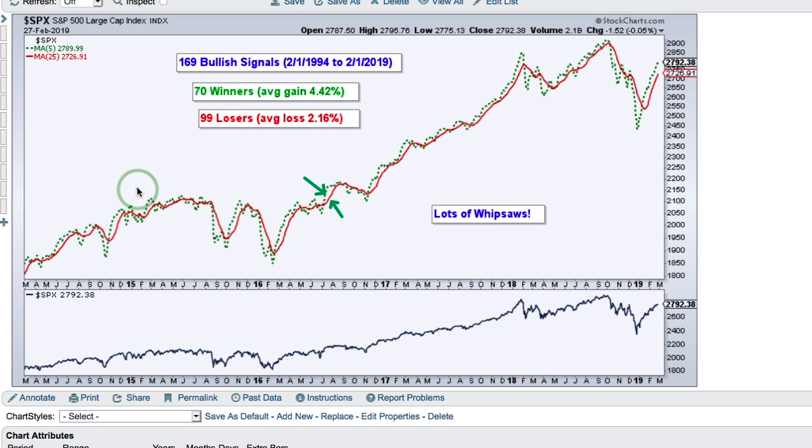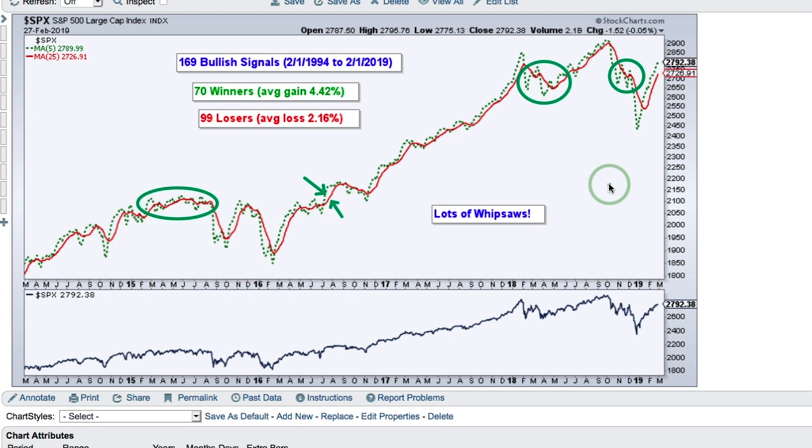And not surprisingly, you can see a lot of whipsaws there in 2015. You got some here when the market turned choppy there in 2018 and there in October and November of 2018. But you see all these whipsaws, but you say, well, how did it perform over time?